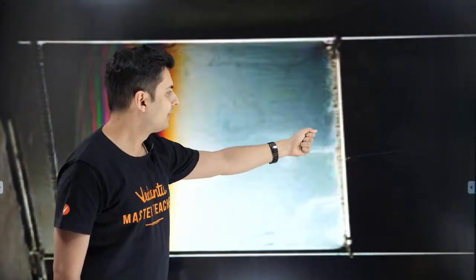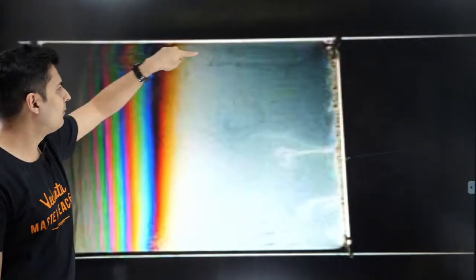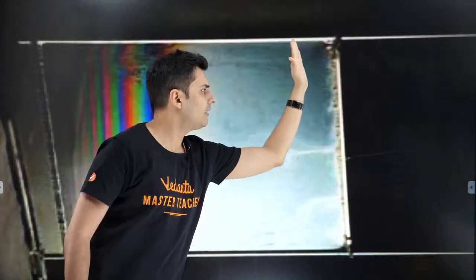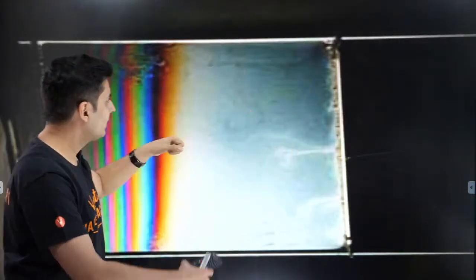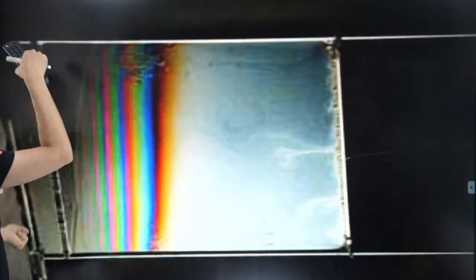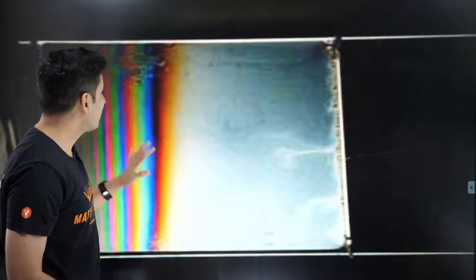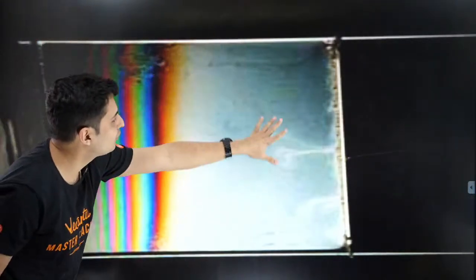Now, what happens if I take a wire which is bent in the form of a C and there is a rod which can slide left and right? Look at this. This is like a wire and there is a rod which can slide left or right, and I dip this entire setup in a soapy solution, so that there is a thin film which is formed over here.